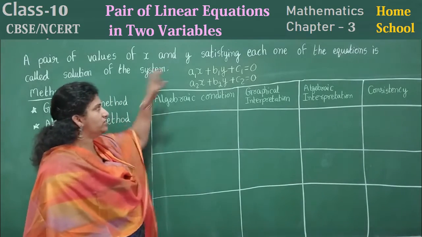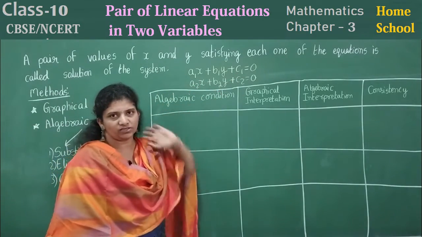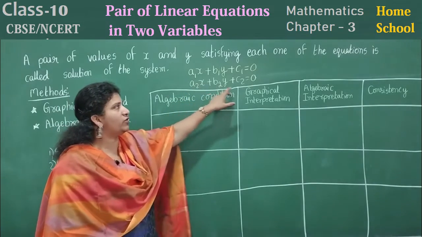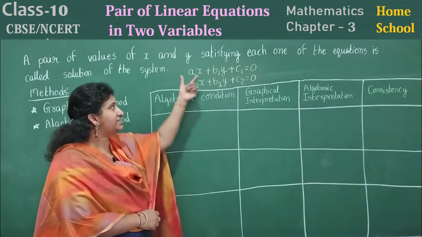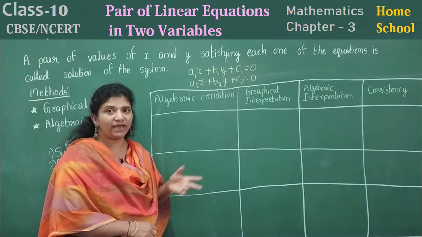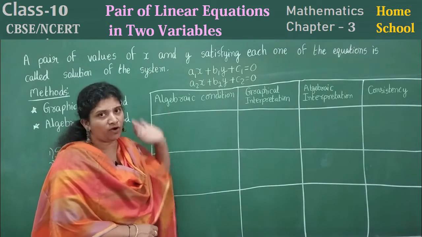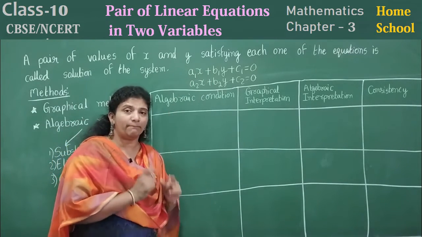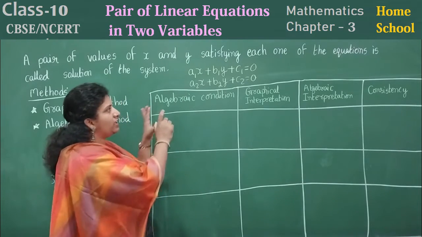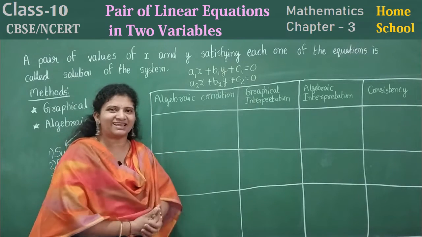Look here. a1x plus b1y plus c1 equal to 0. a2x plus b2y plus c2 equal to 0. This is the general form. All pairs of linear equations will be in this format only. How do you compare? By seeing the equations, you will be able to say the answer.